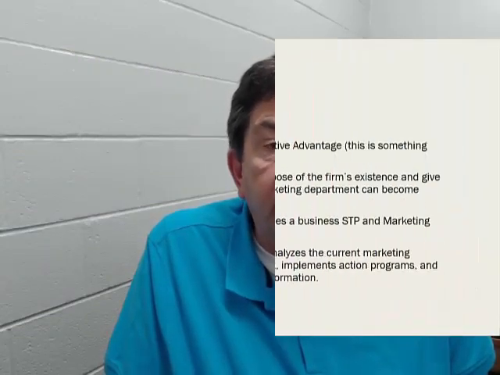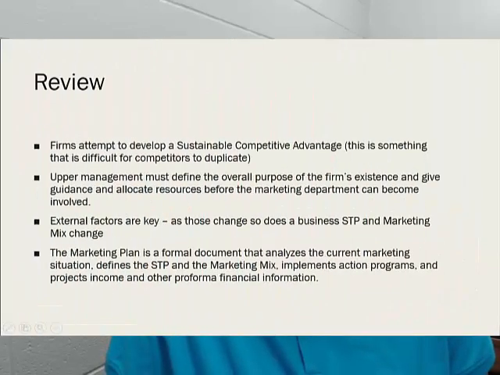A quick review. Firms attempt to develop a sustainable competitive advantage, which is something that is difficult for competitors to duplicate. Upper management must define the overall purpose of the firm's existence and give guidance and allocate resources before the marketing department can become involved. External factors are key. As those change, so does the business STP and marketing mix. The marketing plan is a formal document that analyzes the current marketing situation, defines the STP and marketing mix, implements the action programs, and projects income and other pro forma financial information.